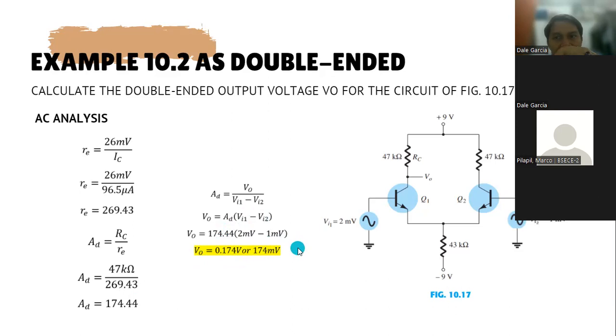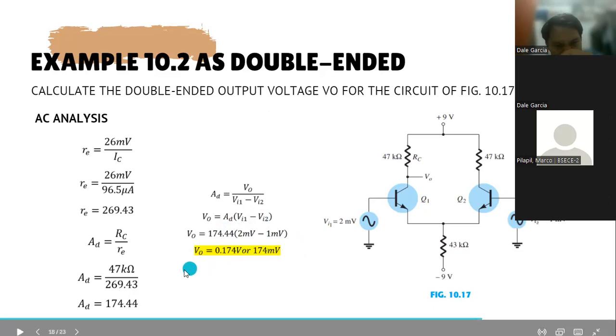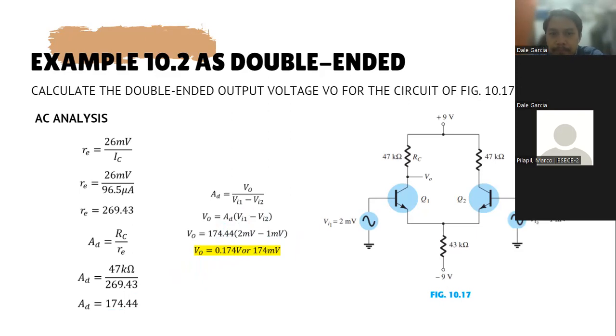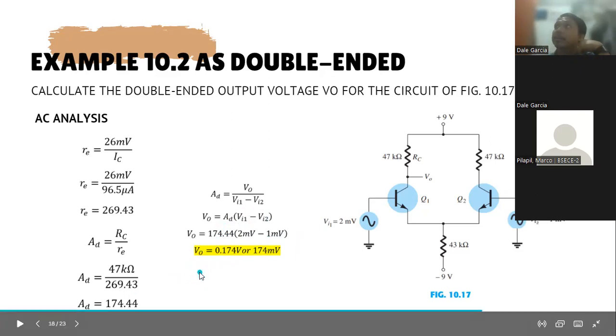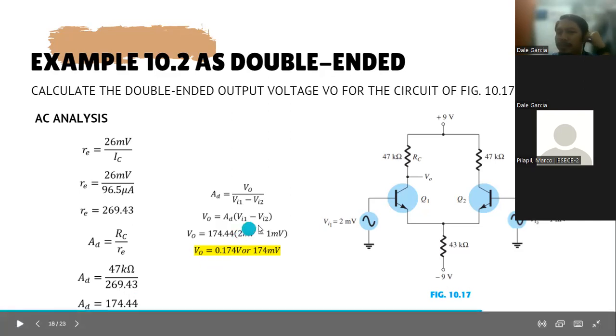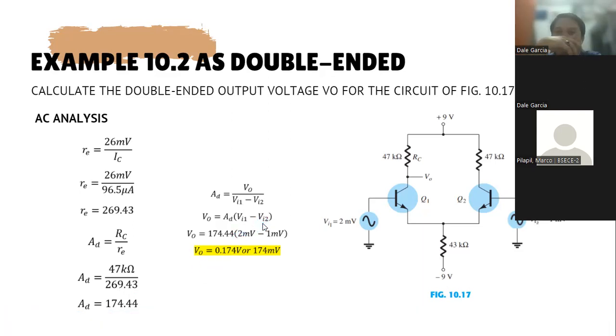I should mention that this is equal to the answer of the single-ended problem, but only because while the differential voltage gain is doubled, I also picked a second input voltage that coincidentally halved the input voltage, and so it's the same. But if I chose a different second input voltage, then it would effectively be higher. Say, for example, I chose a VI2 of 0.5 millivolts, then it would be 174.44 times 1.5 millivolts, then the VO would be 0.26 volts, which is, again, still higher.